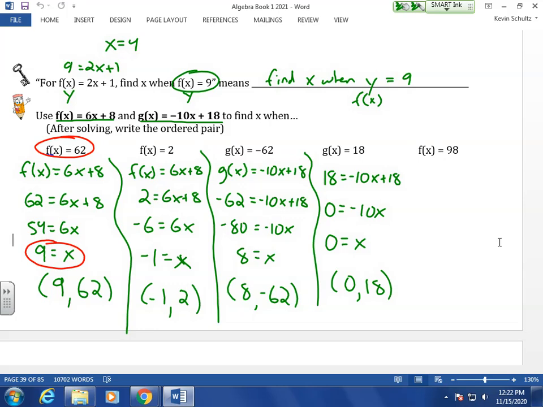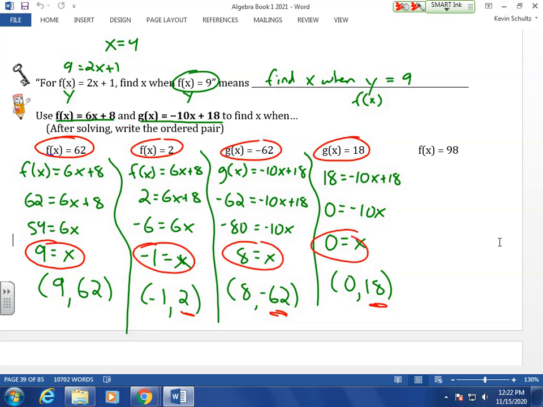Right? So in all of these, the value that we're given is the y value in our ordered pair, because that's what we're being given. We're finding x. Negative 1 equals x. Negative 1 in the ordered pair. 8, 0. Look at the position of those. Okay. The last one, f of x equals 98.